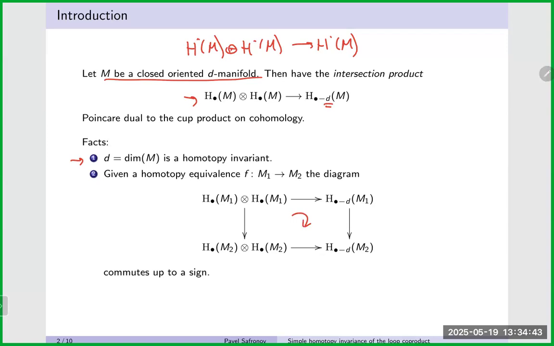And so that's the kind of homotopy invariance property I want to understand for string topology operations. There will be some operations on homology of the manifold or homology of its loop space, and I want to understand whether a similar kind of commutative diagram holds.